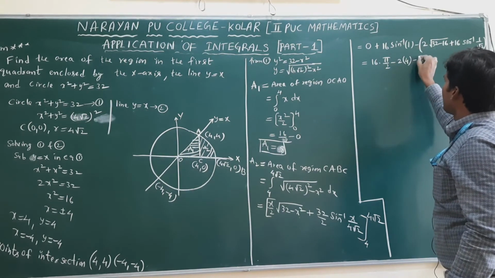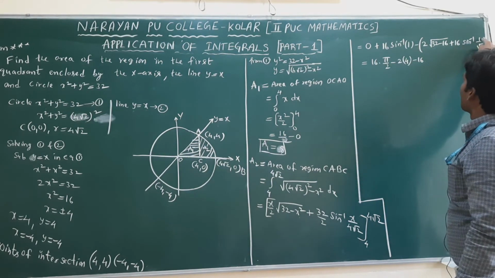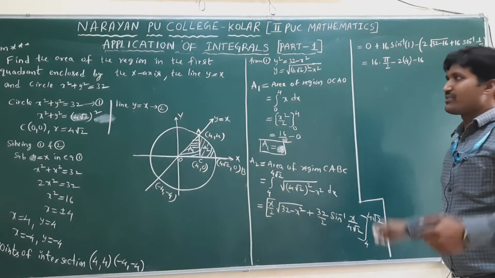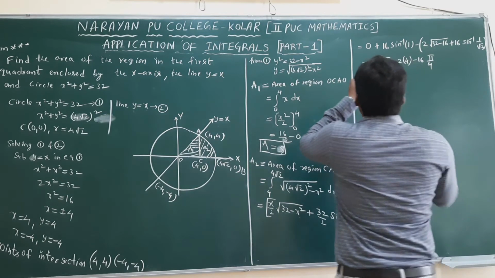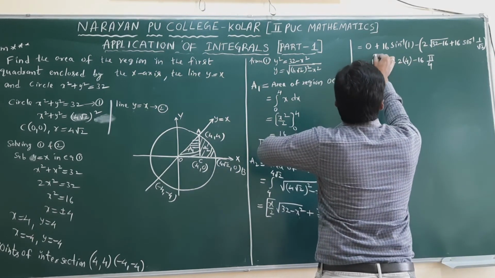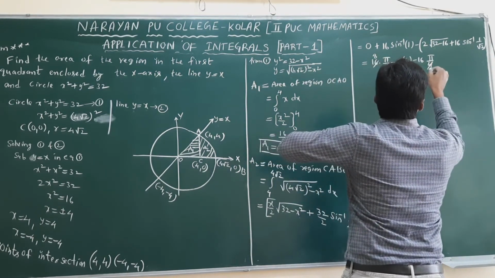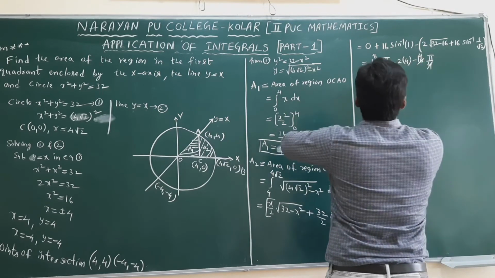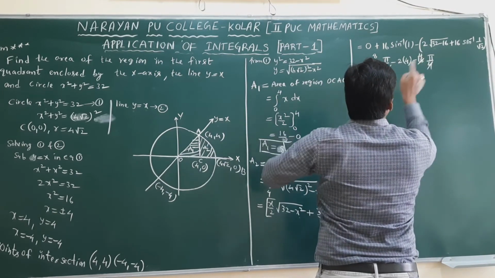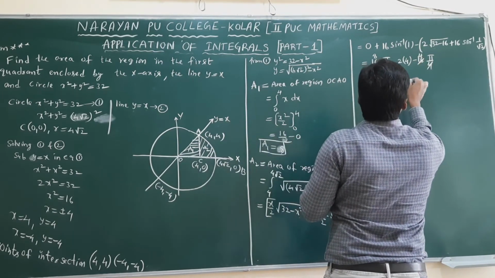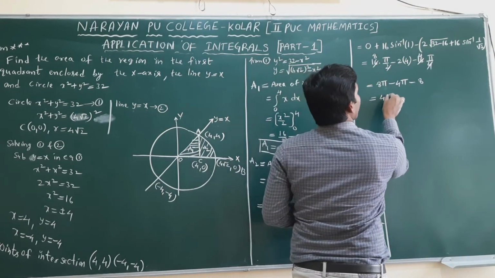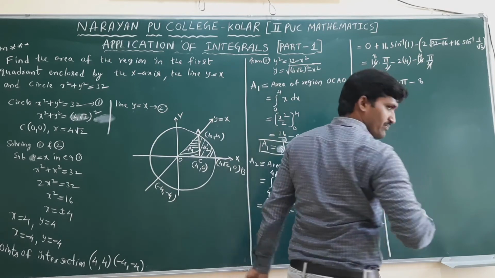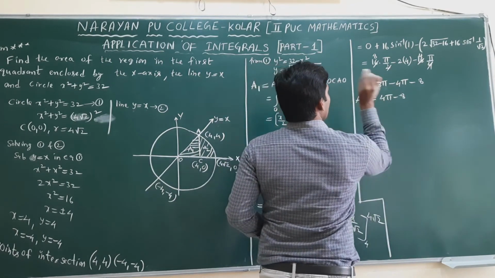Minus into plus, minus. 16 into sin inverse of 1 by root 2. Sin of which angle is 1 by root 2? Pi by 4. Here 2 eights are 16, 4 ones are 4, 4 fours are 16. So 8 pi minus 4 pi minus 8. That is 4 pi minus 8.